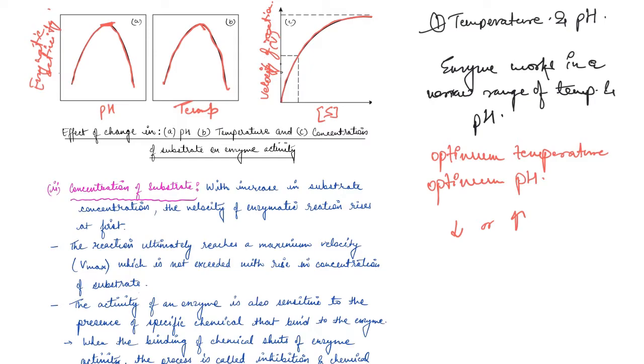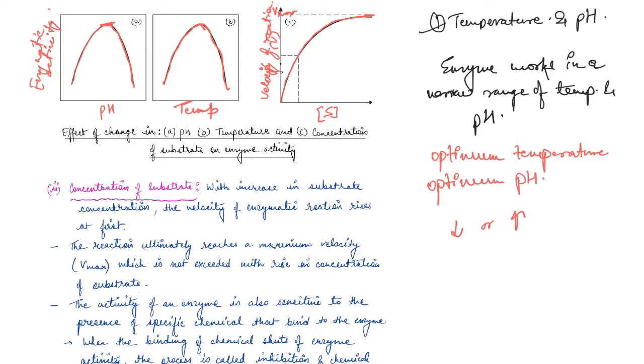But then it reaches maximum velocity. So basically this is V max. There's a point when it reaches the maximum velocity, which is not exceeded with a rise in concentration of substrate. So after reaching this V max, it becomes stagnant and basically stops increasing even if you increase the concentration of substrate, right?